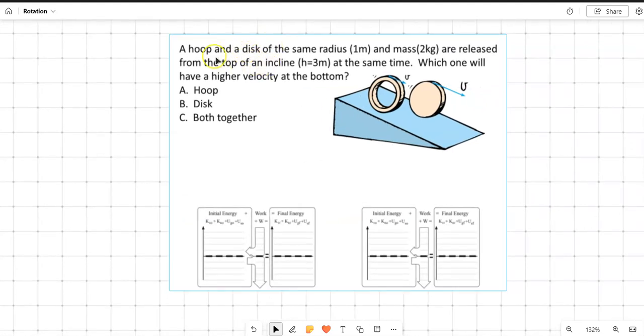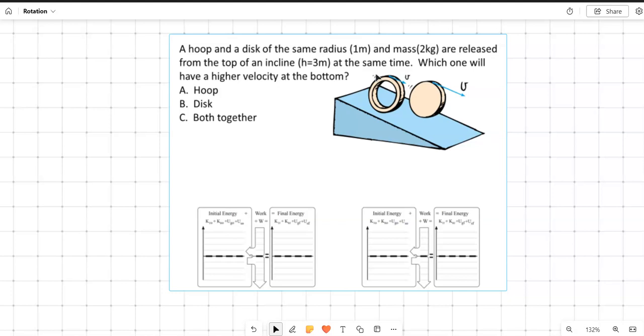Suppose you have a hoop and a disc. They have the same radius and same mass, and they're released at the top of an incline at rest, and that incline is a height of 3 meters, and they're released at the same time. And basically the question is asking which one is going to have a higher velocity at the bottom of the ramp.